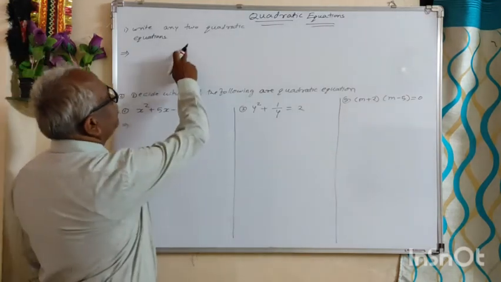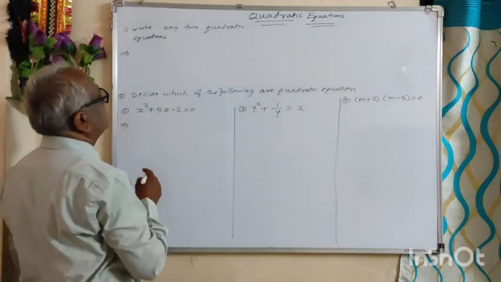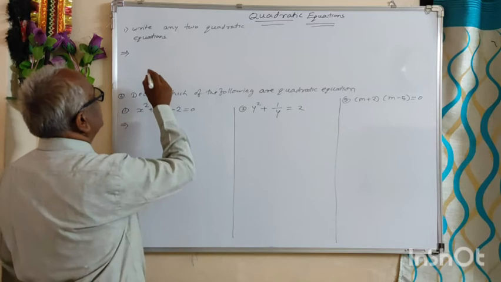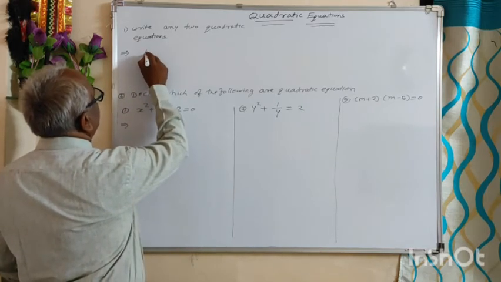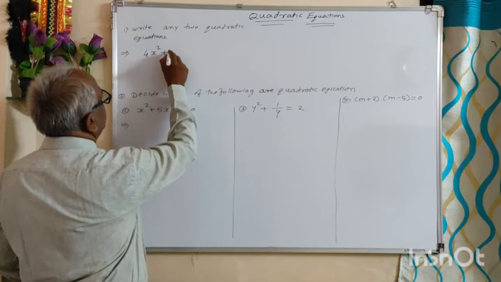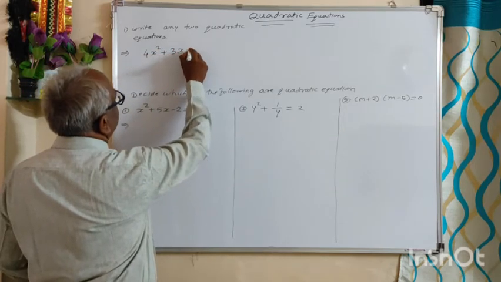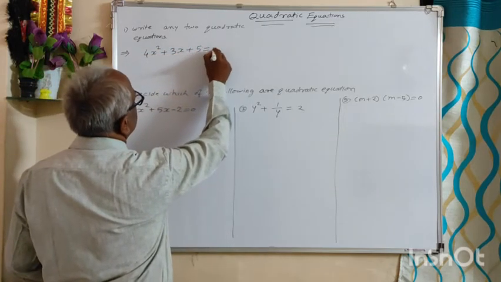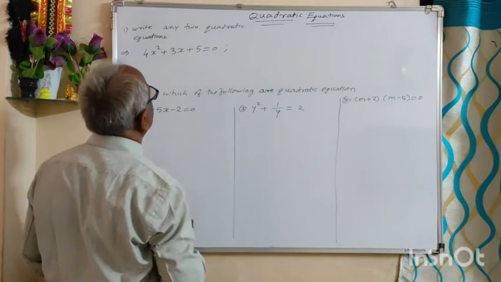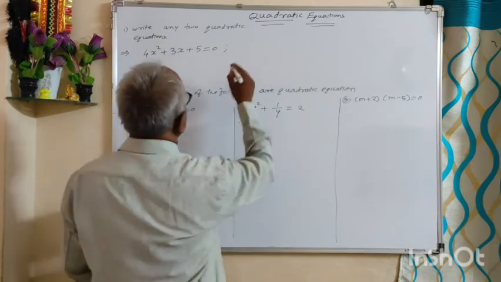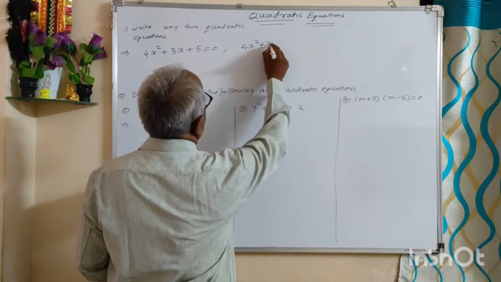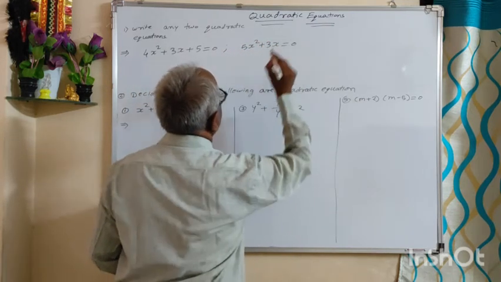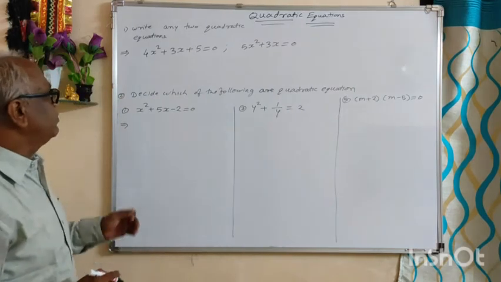Now write any two quadratic equations. This is an open-minded question. Everybody's answer will be different. Now here, 4x square plus 3x plus 5 is equal to 0. This is one quadratic equation. Second one, 5x square plus 3x is equal to 0. This is also a quadratic equation.